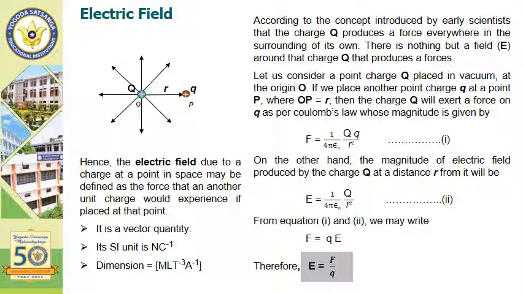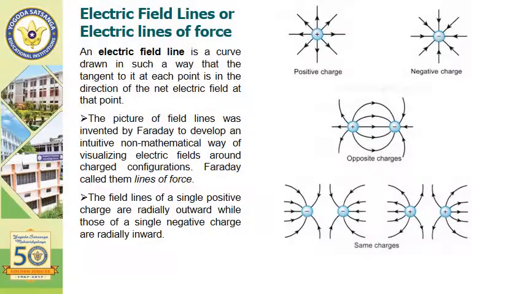Now, the electric field is a vector quantity and its SI unit from the formula is Newton per Coulomb, and we may write the dimension after calculation from this formula as M L T to the power minus 3 A to the power minus 1. The electric field is a characteristic of the system of charges and is independent of the test charge that we place at a point to determine the field.